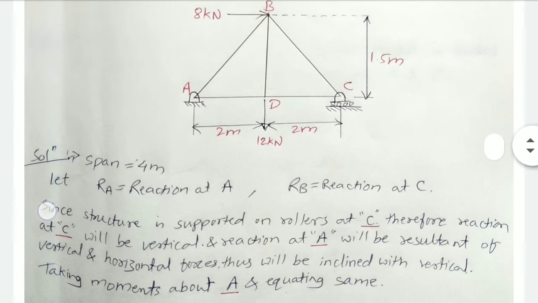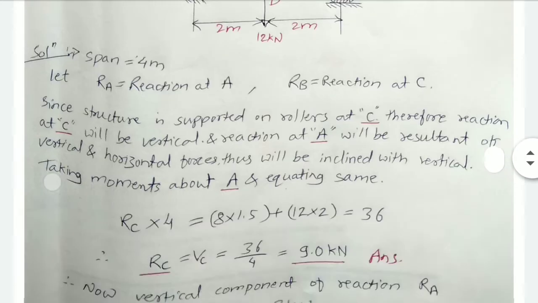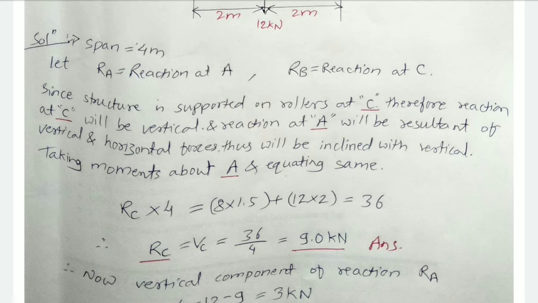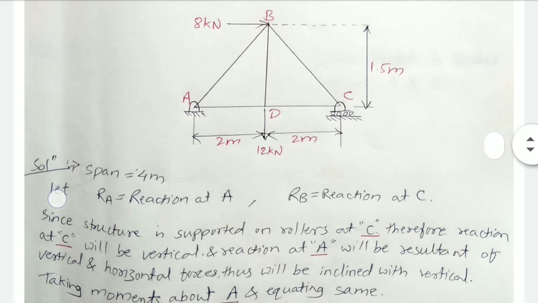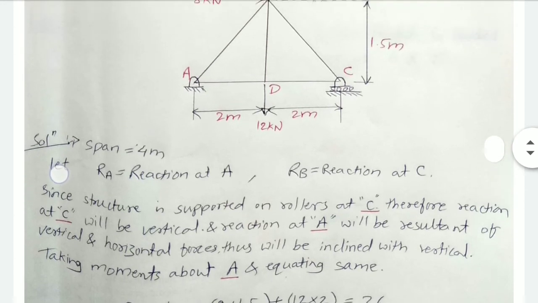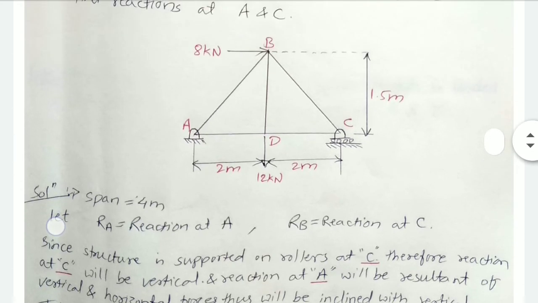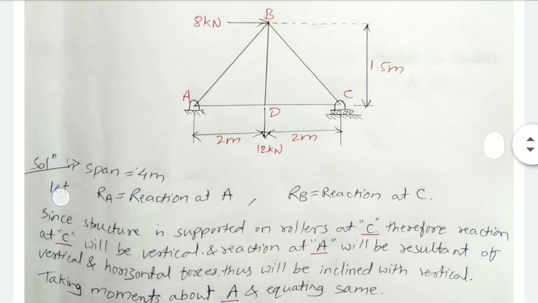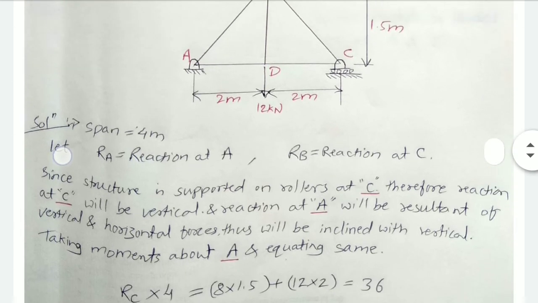So we have to find out the forces. By taking the moment about point A and equating, we know that the moment is nothing but the force into the displacement. The vertical reaction RC is an upward force, so it is RC, and the distance from A is 4 meter.